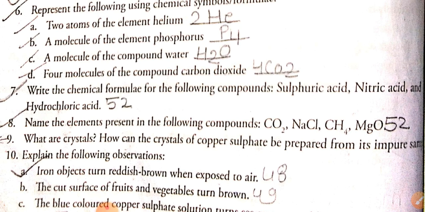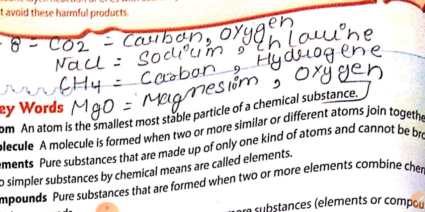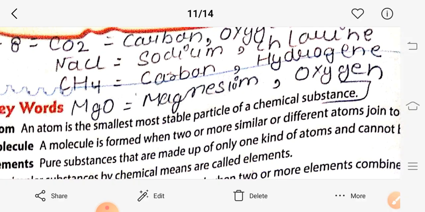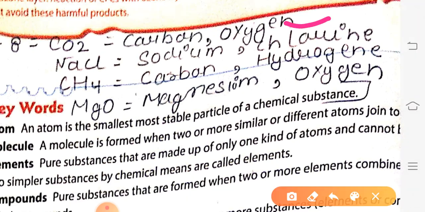Name the elements present in the following compounds: CO2, NaCl, CH4, and MgO. So it is given here. Write from here: CO2, carbon and oxygen; NaCl, sodium and chlorine; CH4, carbon and hydrogen; and MgO, magnesium and oxygen. So this is your answer number 8.